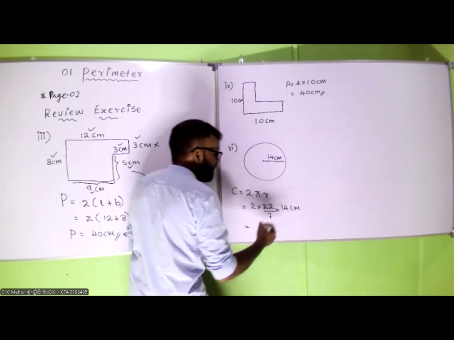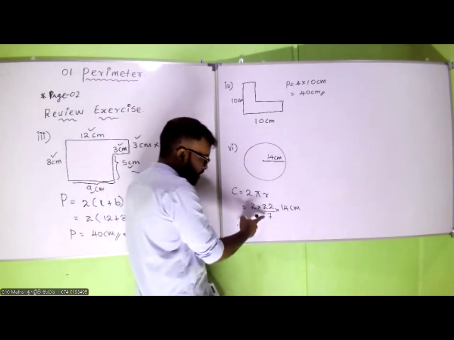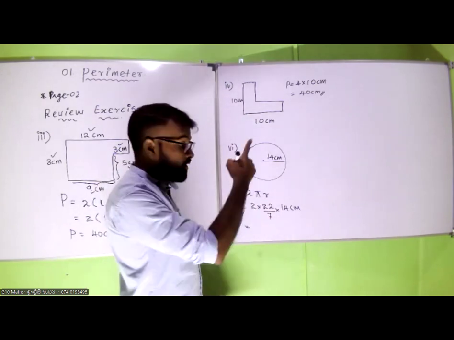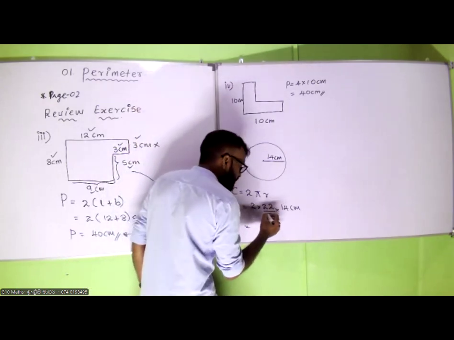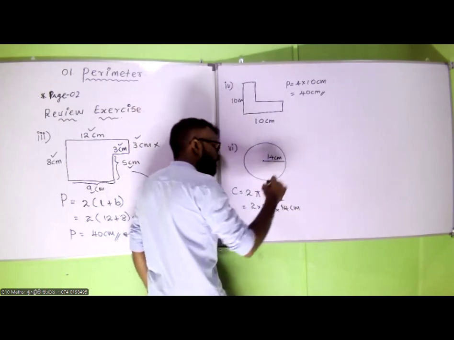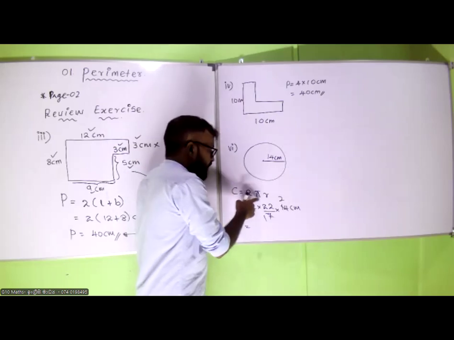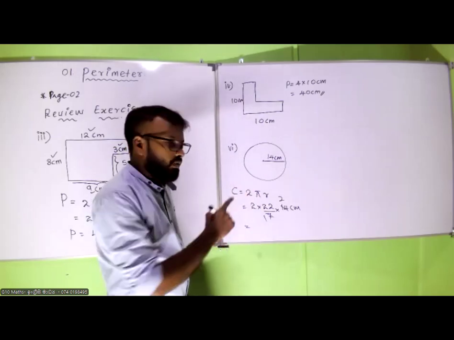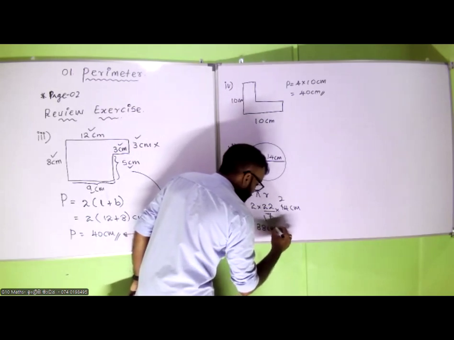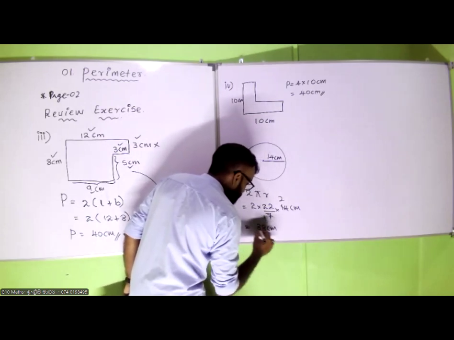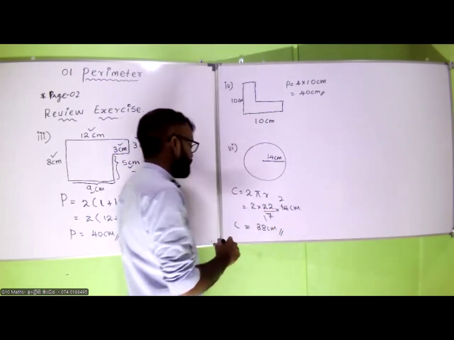Right. Simplify. Here in the denominator you have 7, in the numerator you have 14, multiples of 7, so you can simplify 7 times 1, 7 times 2. So 2 times 22, 44. 44 into 2, 88 centimeters. So the circumference of the circle is this.